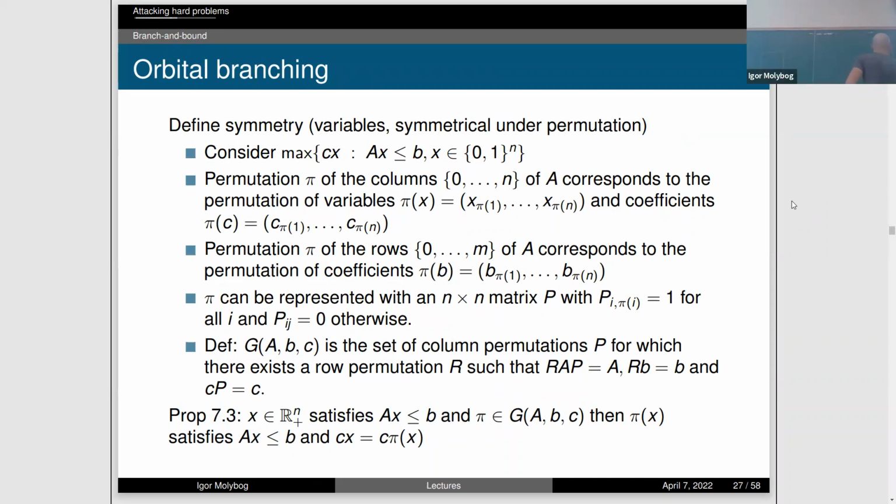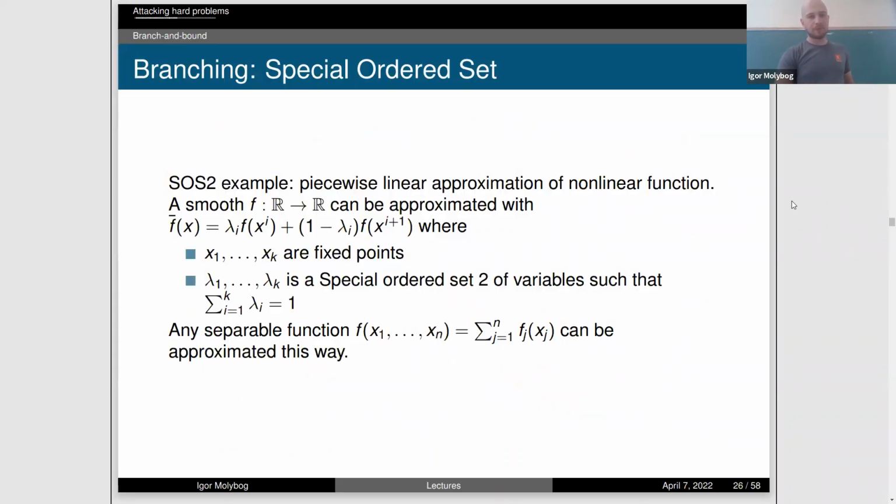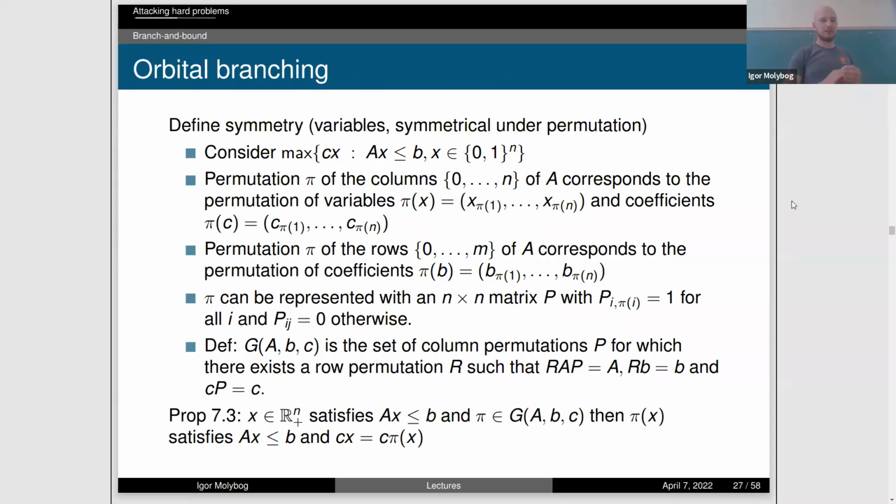Okay. So yeah, the thing is, in some cases, it makes sense to design more sophisticated branching strategy than just branch by a single variable. And one of these cases is when our problem has some symmetry properties. It turns out that we are able to exploit this symmetry in order to solve our problem considerably faster.